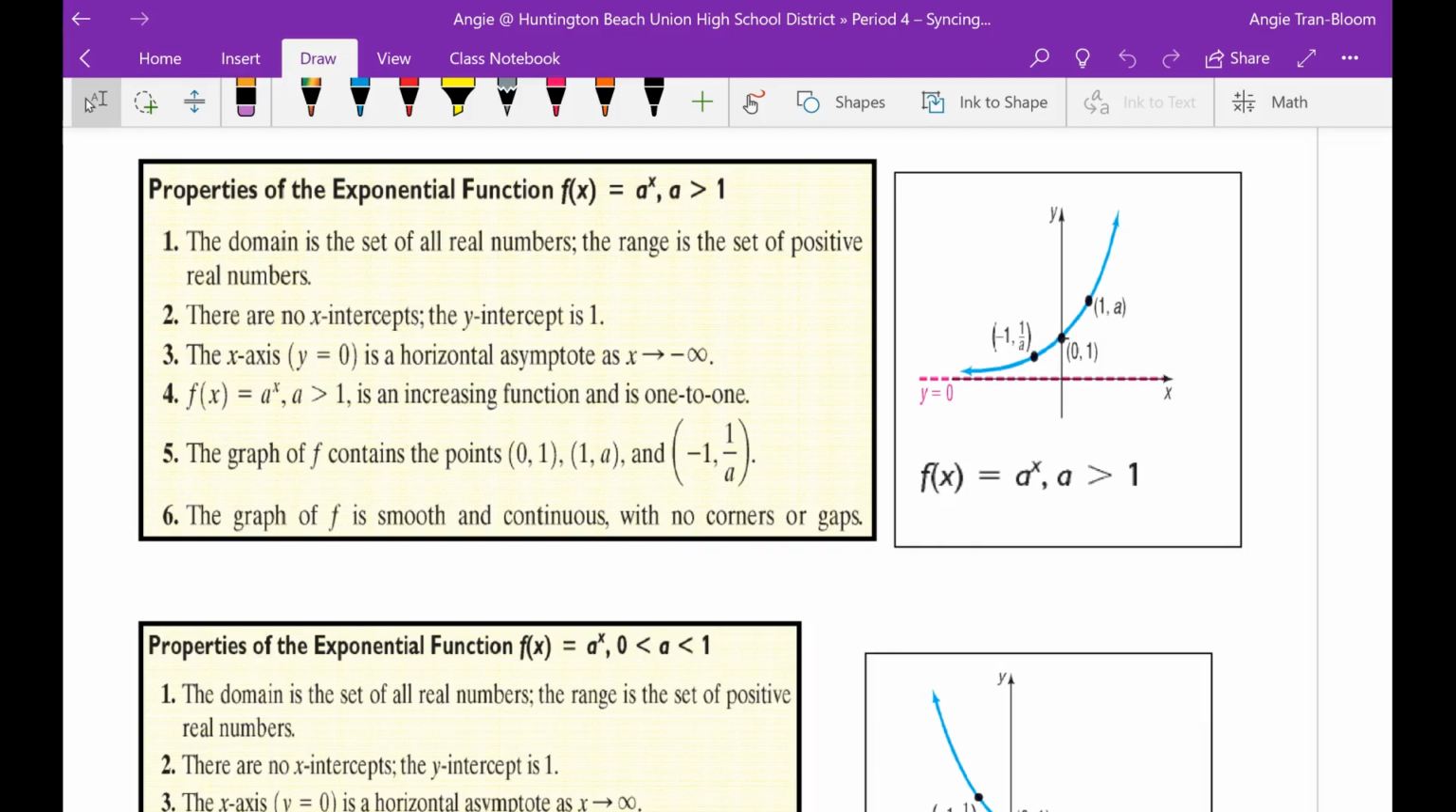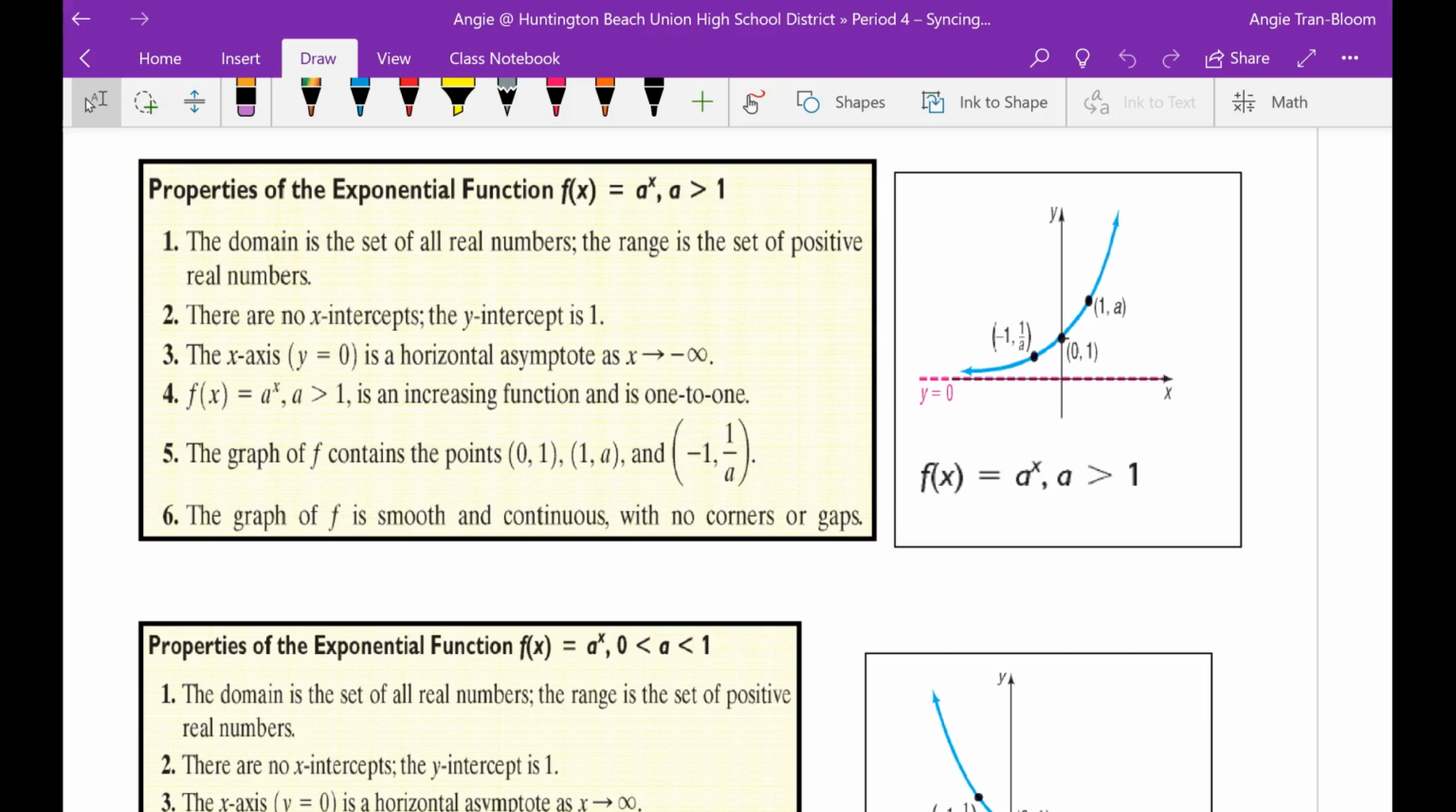Hi guys, this video is for 5.3. This is truly a review from last year. Last year you already graphed log functions and exponential functions, so this is just a quick review. We will go quickly through this section.